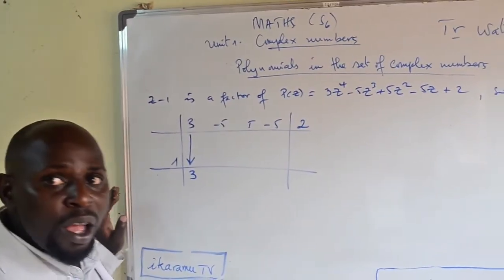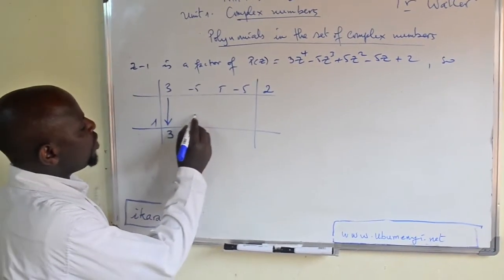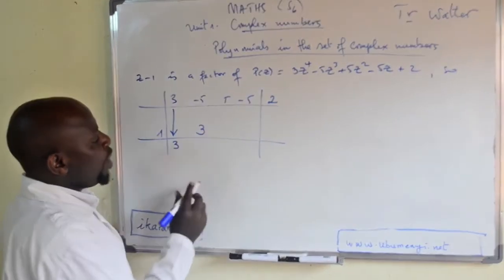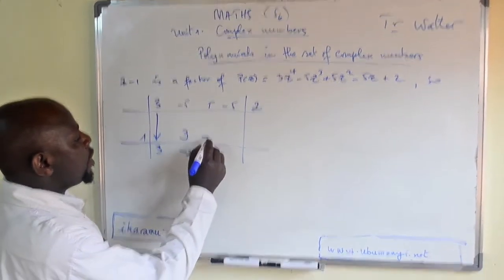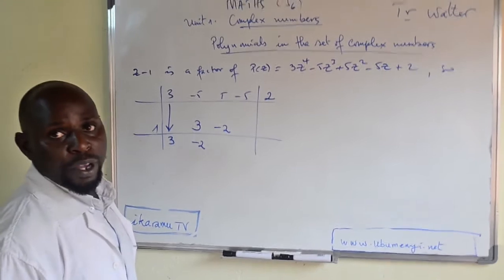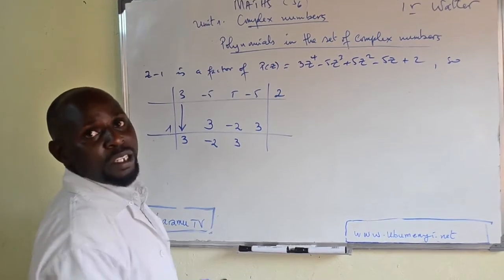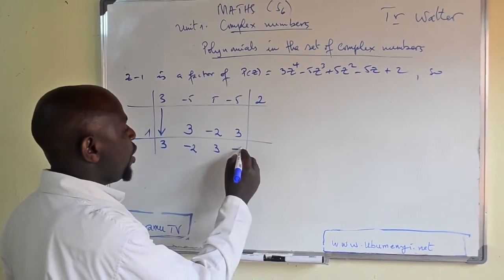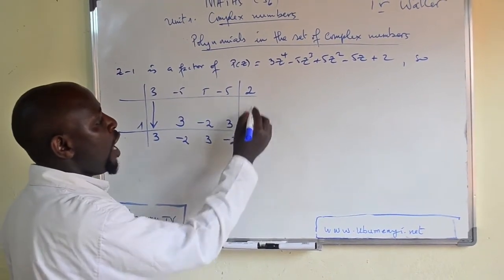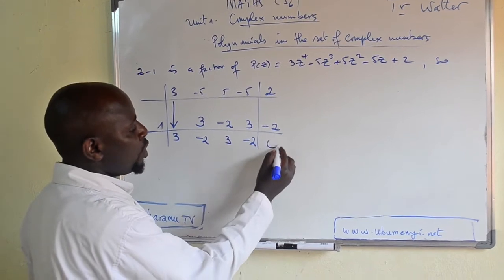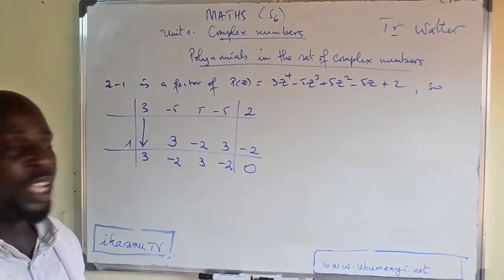Now, you remember that we bring down this 3. Bring down this 3, we have, students, to take 3 times 1, which gives us 3. -5 plus 3, we get -2. -2 times 1, we get -2. 5 minus 2, we get 3. 3 times 1, we again get 3. And -5 plus 3, we get -2. -2 times 1, we get -2. And 2 minus 2, we get 0. And that's why, because we've got 0 here, it means that it is obviously a factor.